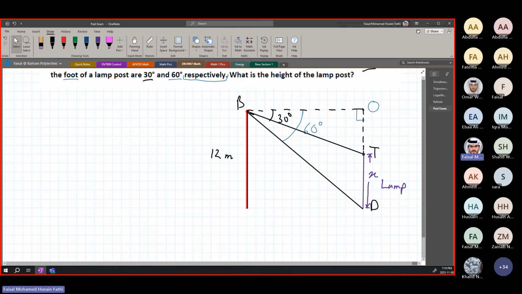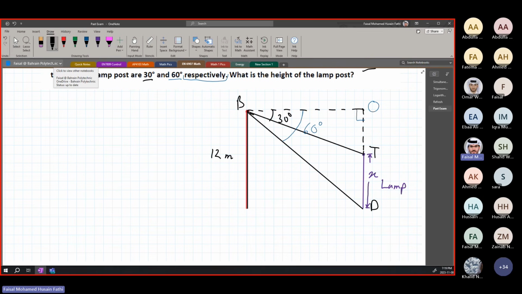Now, let me draw the two triangles separately so we do the analysis separately. So first we have the big triangle, something like this. This is simply point O. This here is simply point D. And this is simply point B. Okay, what is the angle here? It's 60 degrees. This is the larger triangle, BOD.